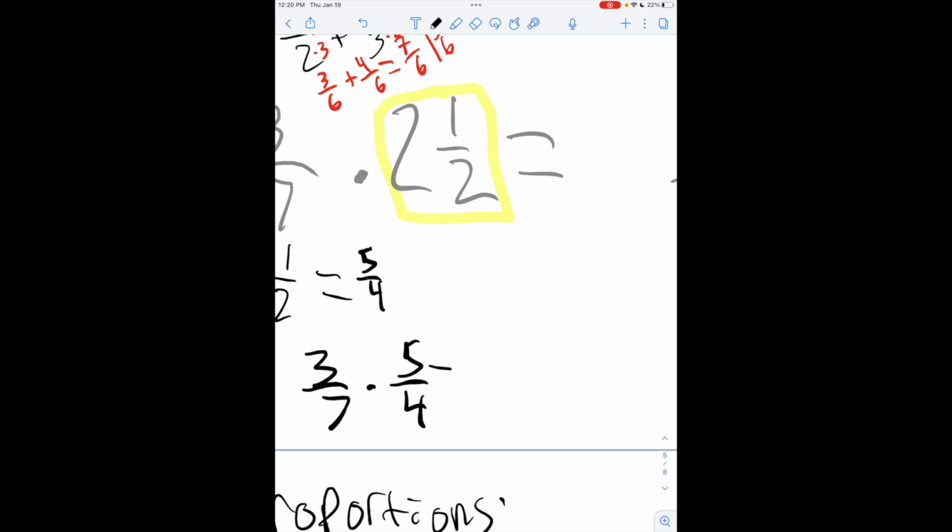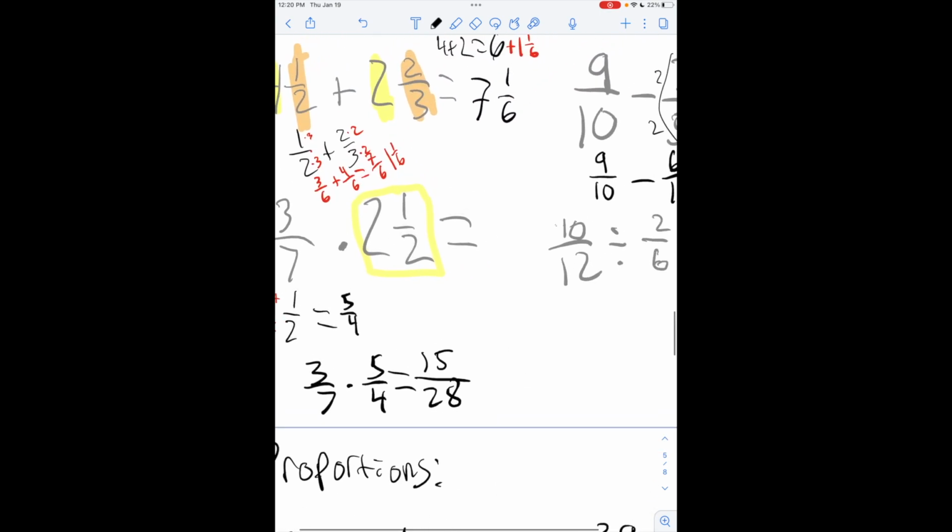I look to see if I can simplify anything. I can't. 3 times 5 is 15. 7 times 4 is 28. So I get an answer of 15/28.